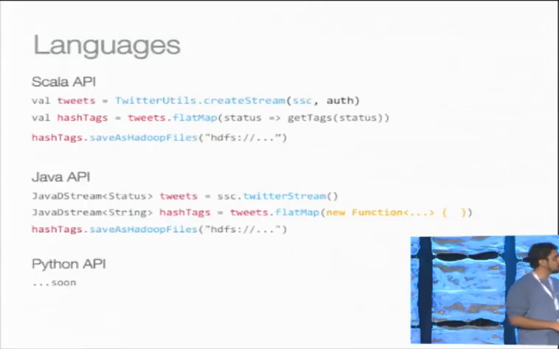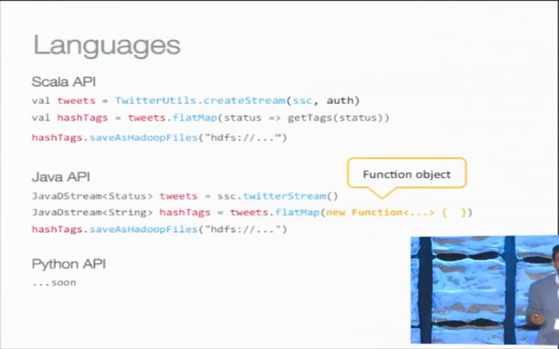Moving on, you can write this computation in both Scala and Java, and the Python API is in the works. It'll come soon. And for Java, you obviously have to use these function objects rather than the simple Scala API.